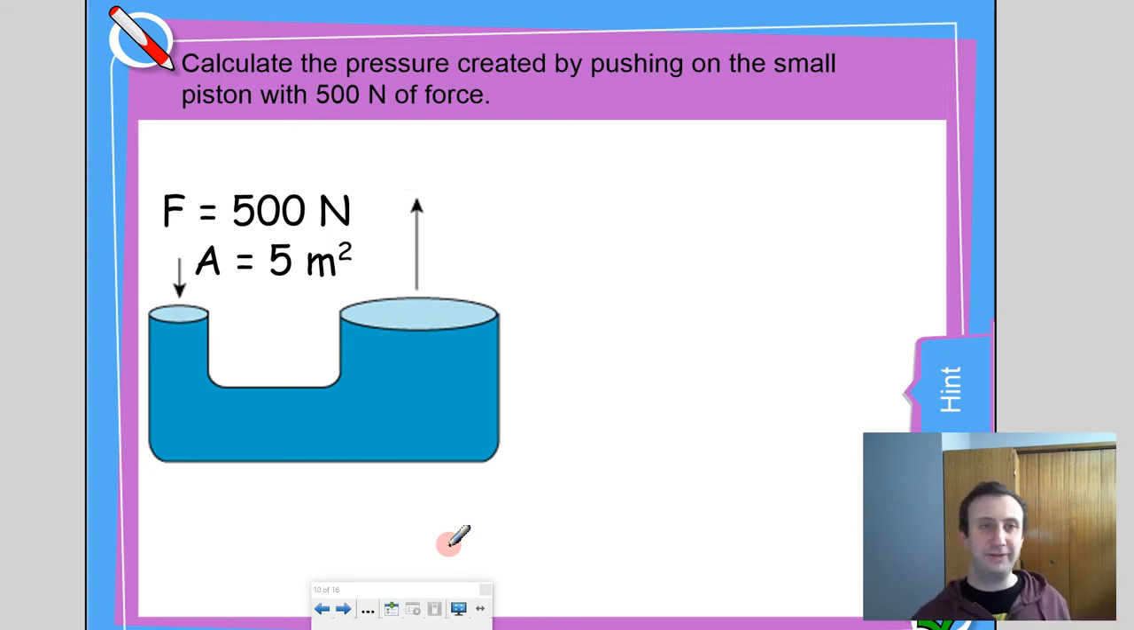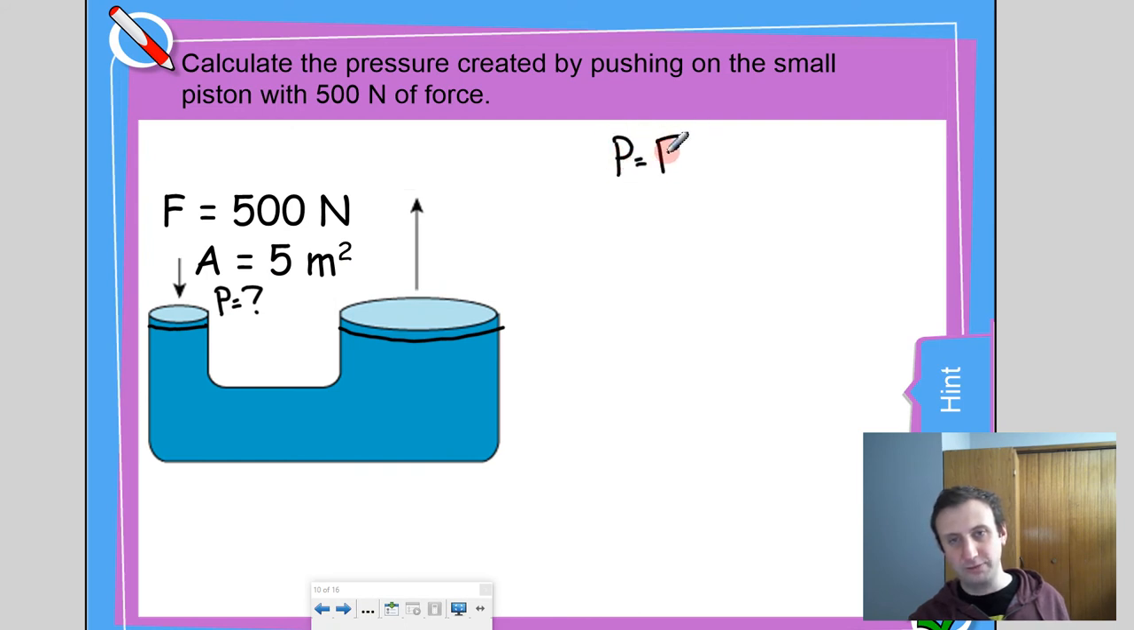So let's take a look at this example. We have a hydraulic system where I have a piston here and a piston here. And on this piston, I have 500 newtons of force and an area of 5 meters squared. And the question is, what is the pressure of the fluid inside of here? Because it's all going to have the same pressure. So I already have my variables written out here. I don't have to do that again. I'm just going to note that I'm looking for pressure.